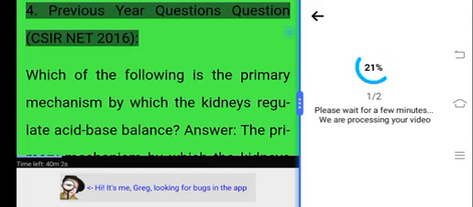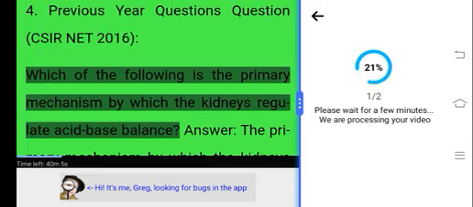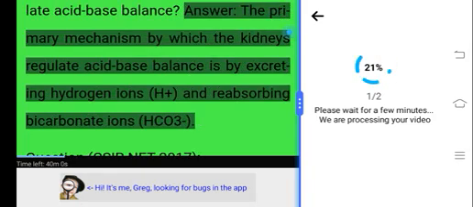4. Previous year questions. Question. CSIR NET 2016. Which of the following is the primary mechanism by which the kidneys regulate acid-base balance? Answer. The primary mechanism by which the kidneys regulate acid-base balance is by excreting hydrogen ions, H+, and reabsorbing bicarbonate ions, HCO3.